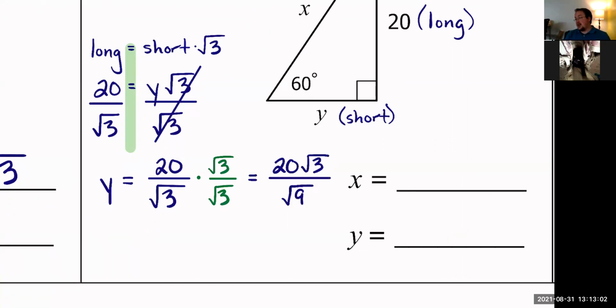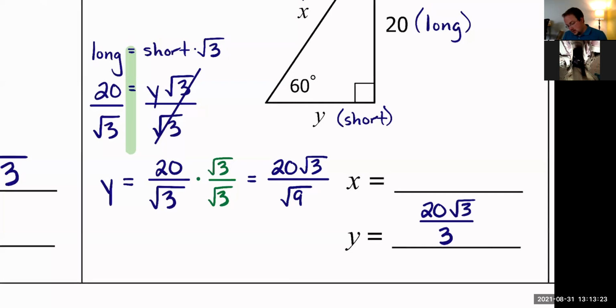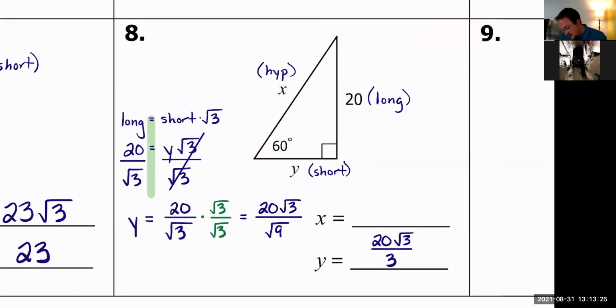And what is the square root of 9? 3. So Y, I know it's kind of off-centered here, Y is 20 times the square root of 3 over 3. So that's my short leg. That just leaves me with X, which is my hypotenuse.